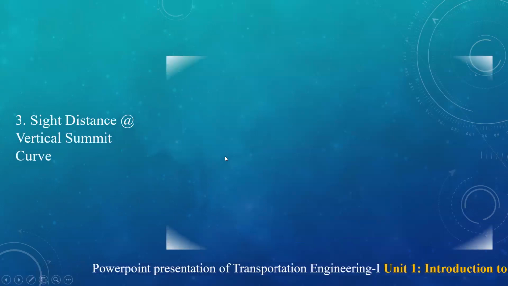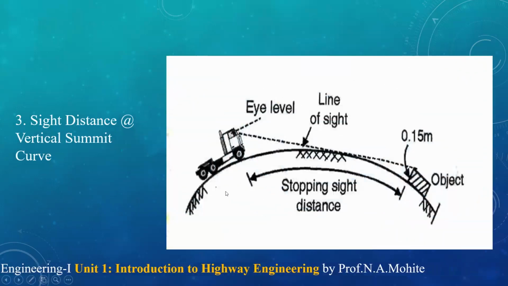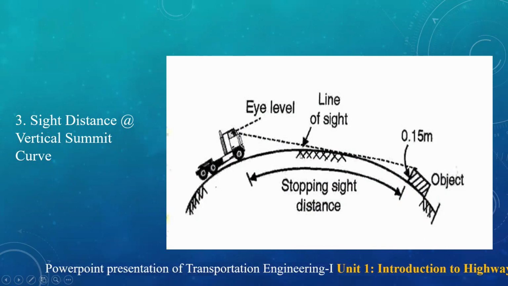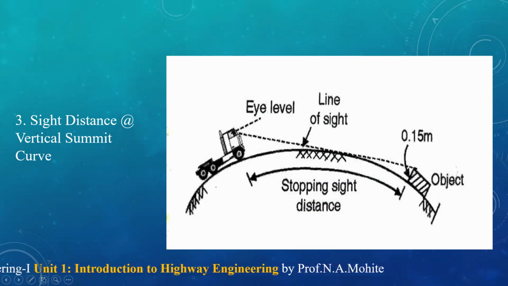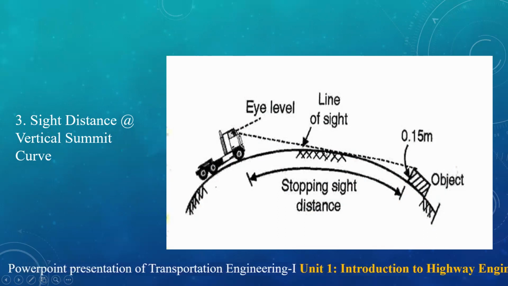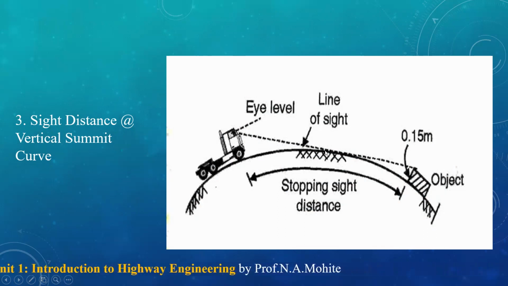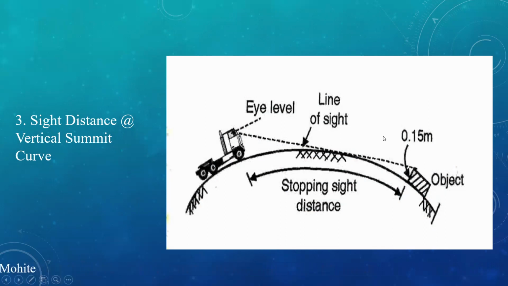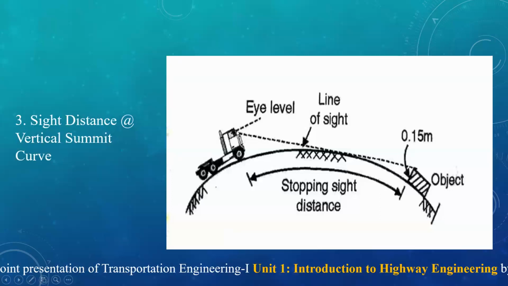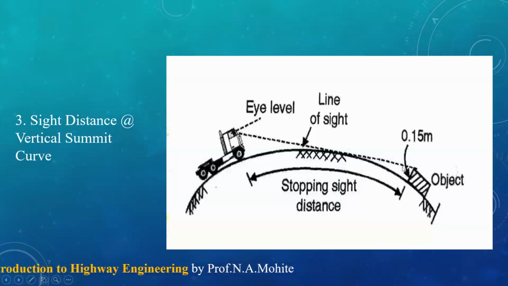Sight distance at the vertical summit of the curve. Whenever a vertical summit curve is there and an obstruction or object is there, due to the summit curve the driver's eye is unable to see the object. In that case, he should stop the vehicle at a particular place so that he does not have any kind of collision with the object which is at rest. You can see here the eye level and the corresponding line of sight which is required to see that object at rest.